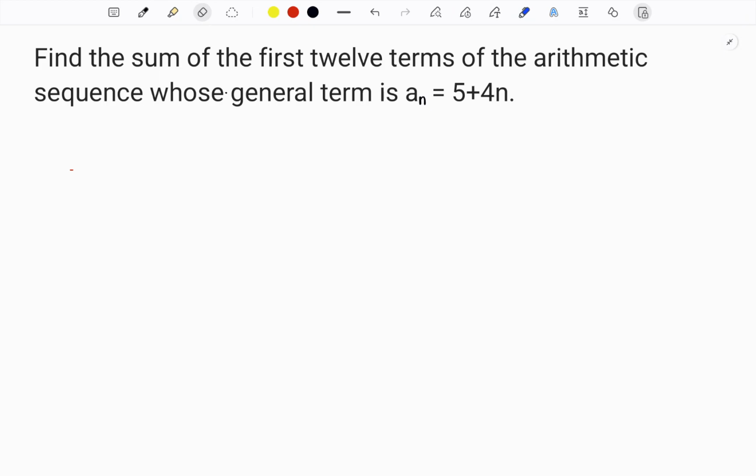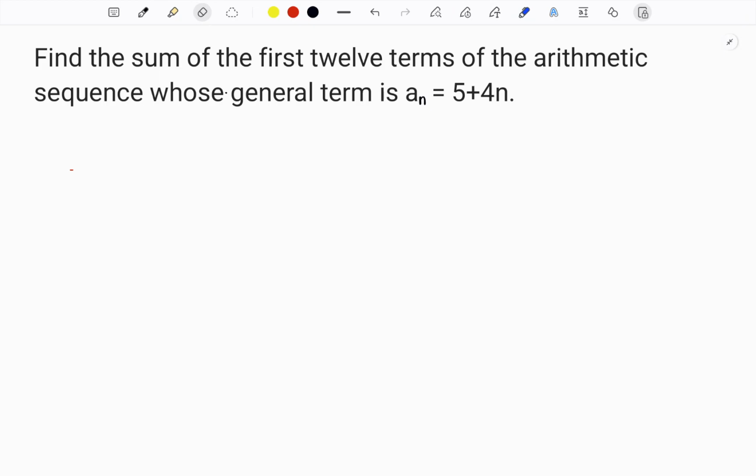And here's our problem. Find the sum of the first 12 terms of the arithmetic sequence whose general term is a sub n equals 5 plus 4n. This is a bit different from what we're used to. Normally, problems on arithmetic series give us the terms directly. But this time, we're working with the general formula. But don't worry, we've got options here.